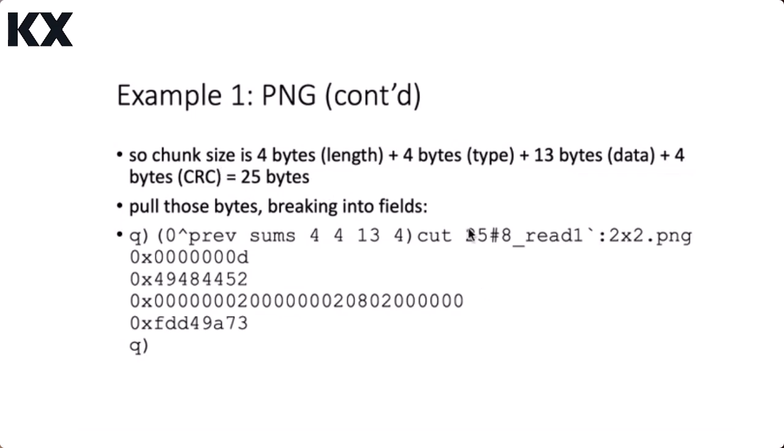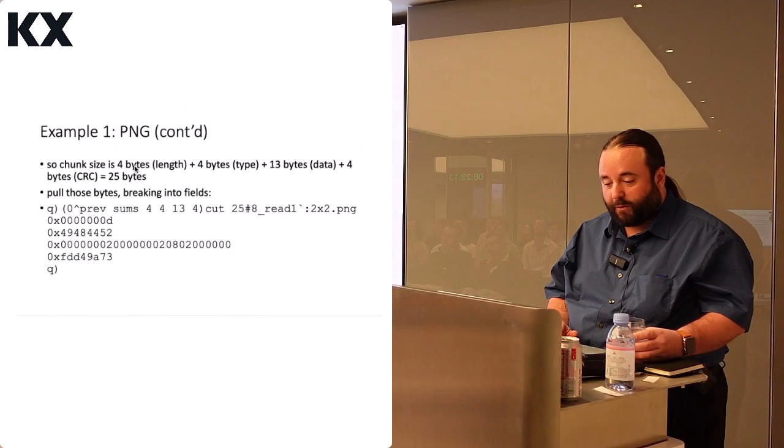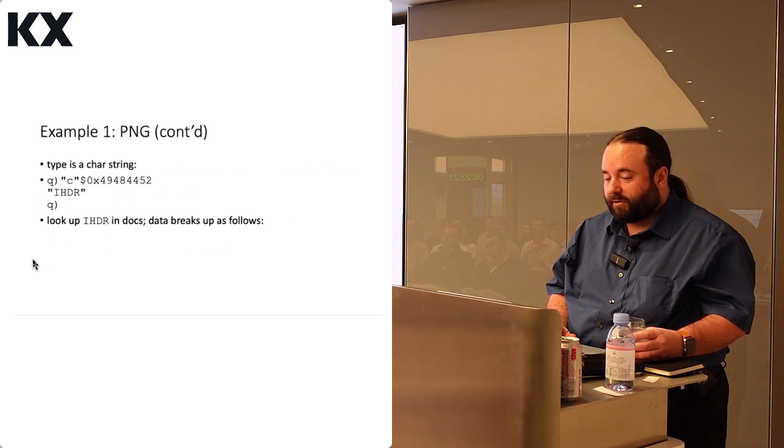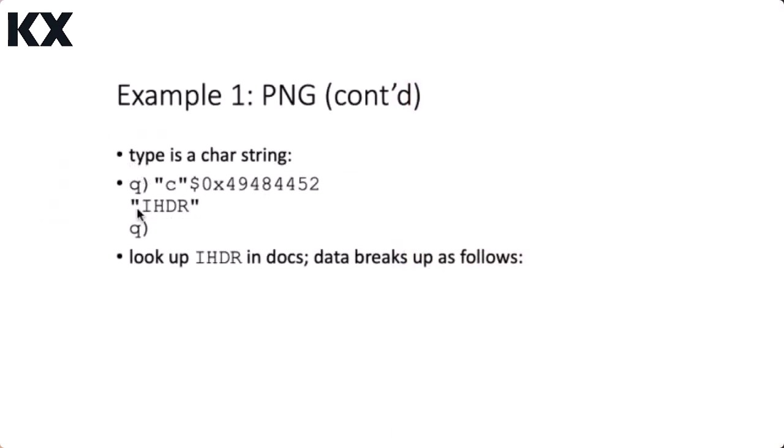So we take the 25 bytes after the signature and we cut it up according to those lengths, 4, 4, 13, 4, and we get this. So that's the fields of the chunk. Then the type is a character string, so we cast that to char, and we find out that that is type IHDR, the header type. And the docs tell us that that breaks up like this.